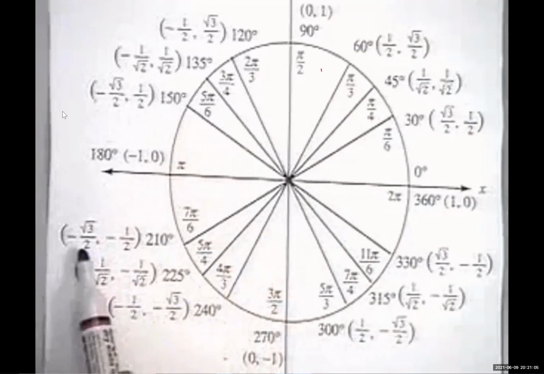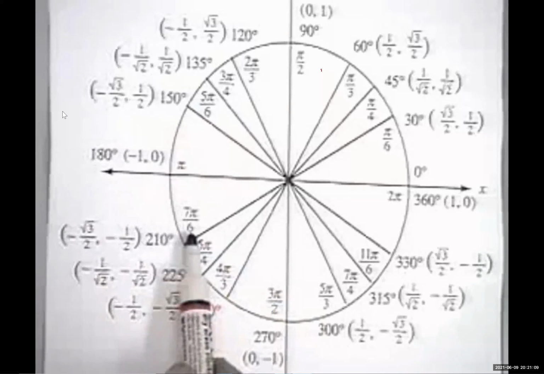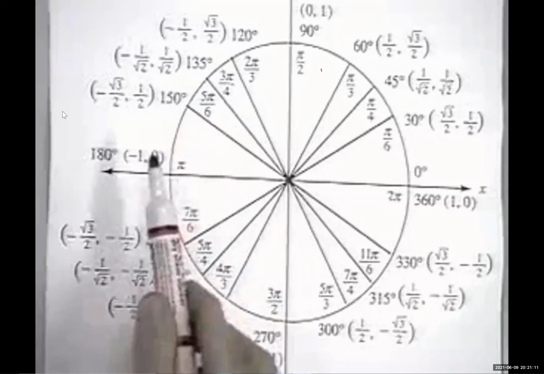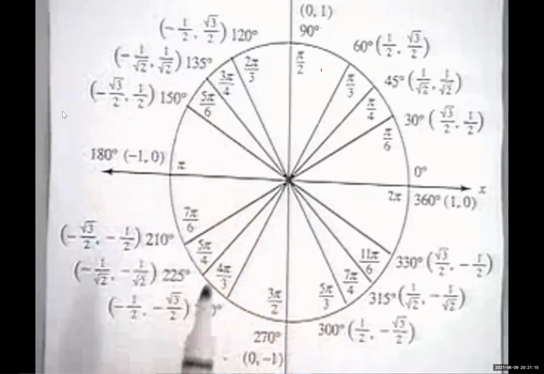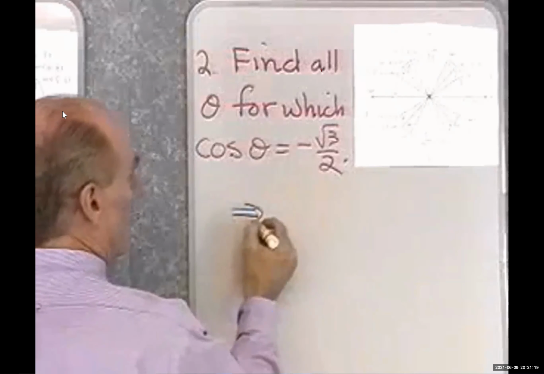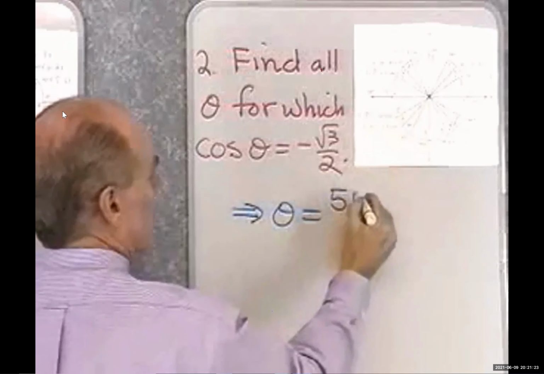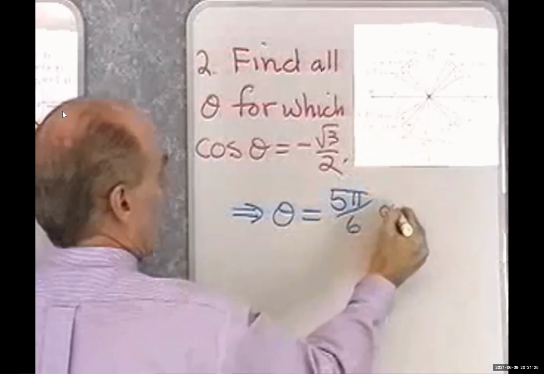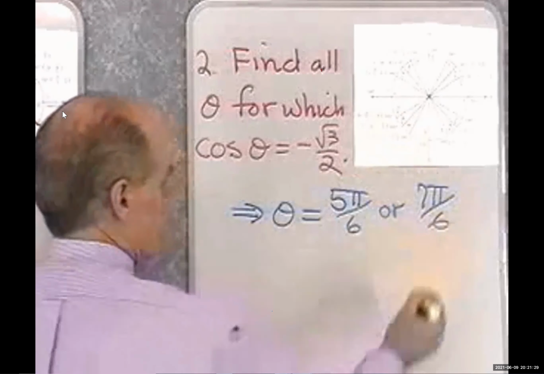Keep going. Here's another, negative square root 3 over 2, at 210 degrees or 7 pi over 6. And that's all we should find, because x coordinates are only going to be negative in quadrant 2 and quadrant 3. So by looking at the unit circle, I know that theta must be equal to 5 pi over 6, or this angle right here, which was 7 pi over 6.